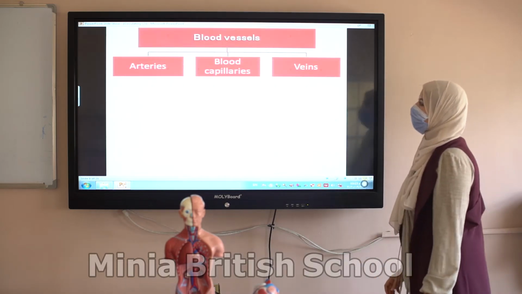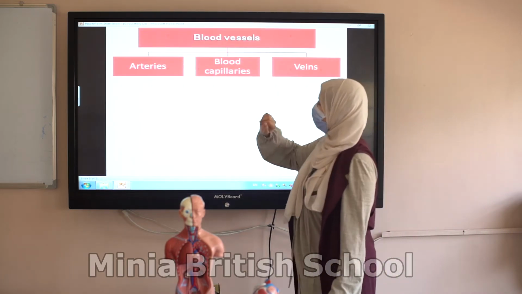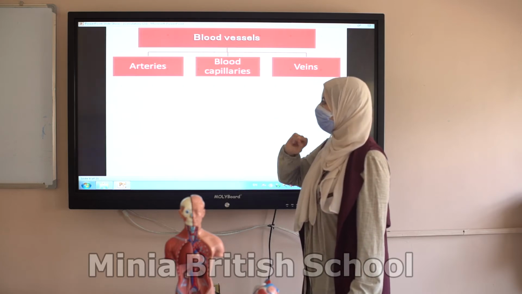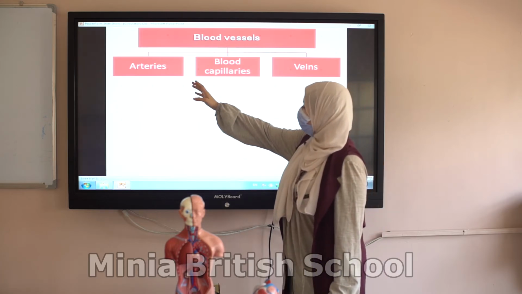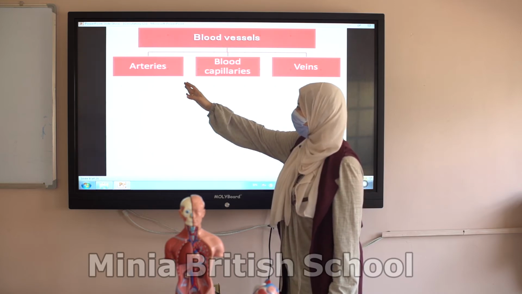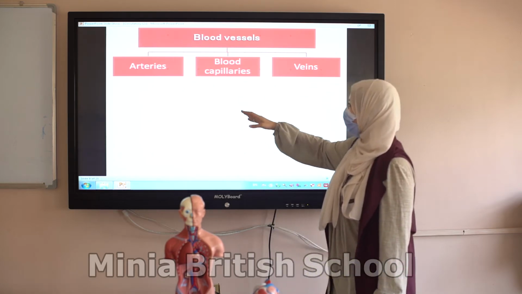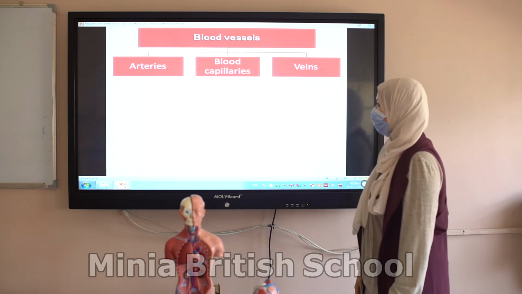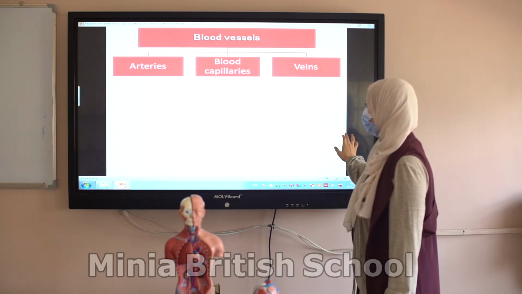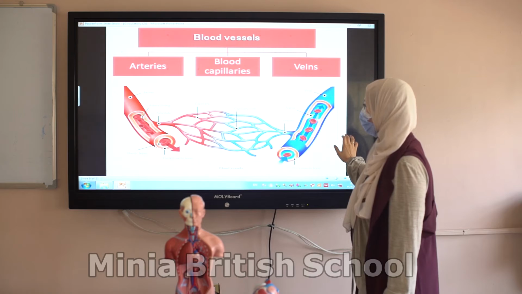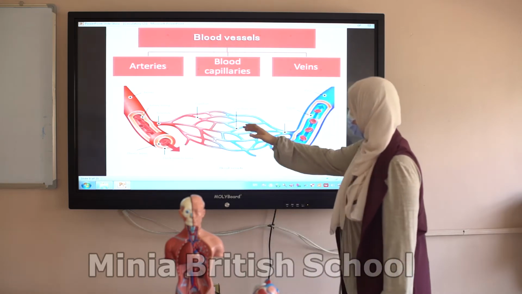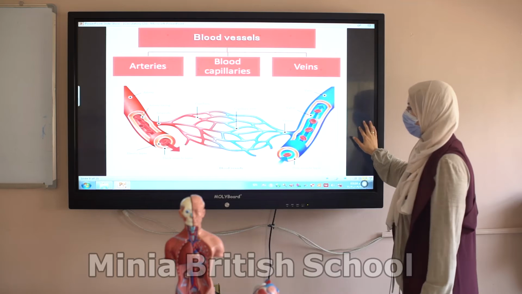Let's know about the second part, blood vessels. We said about the first part, which is called the heart. The blood vessels are the second part, which consists of arteries, blood capillaries, and veins.